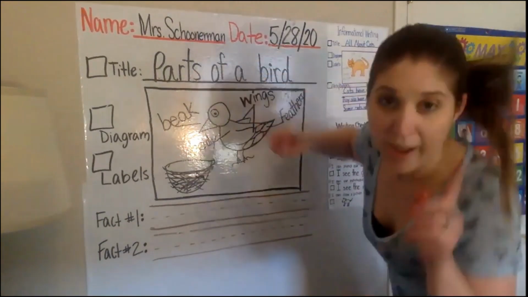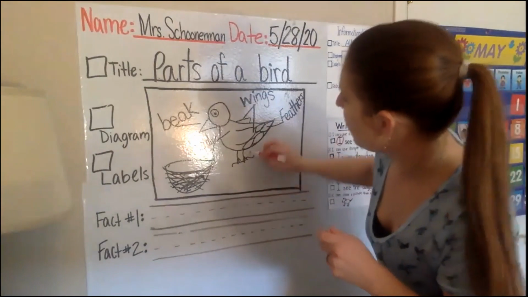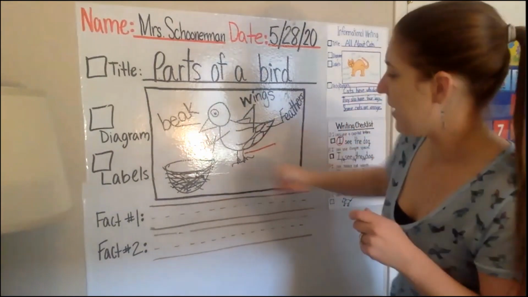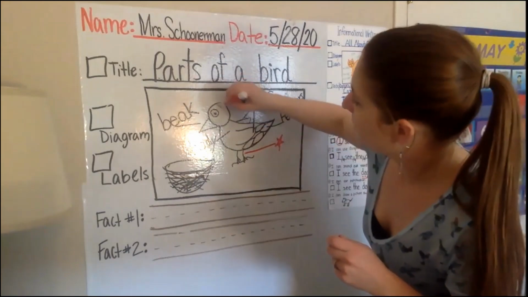Okay, I want you at home, when the video is done, here's what you're going to add. You could add a label for the legs. You could add a label for the head.